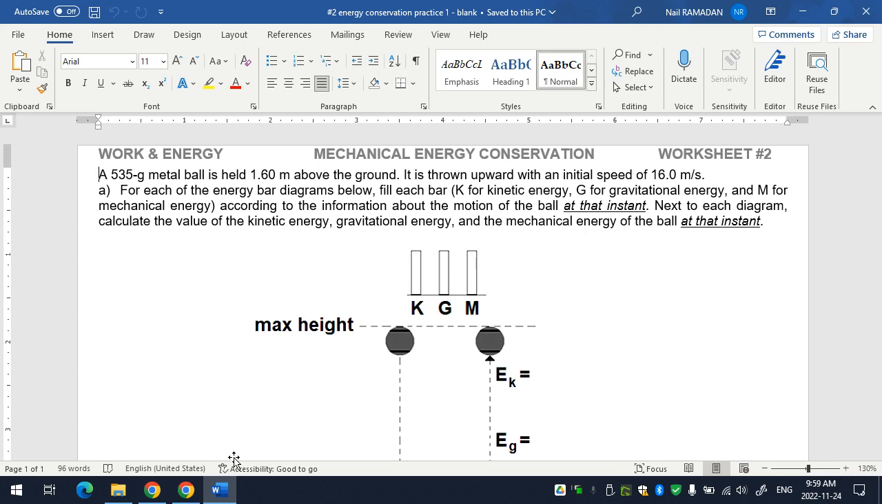By the way, a question very similar to this, with almost even the same diagram, will make it to your written test, for sure.